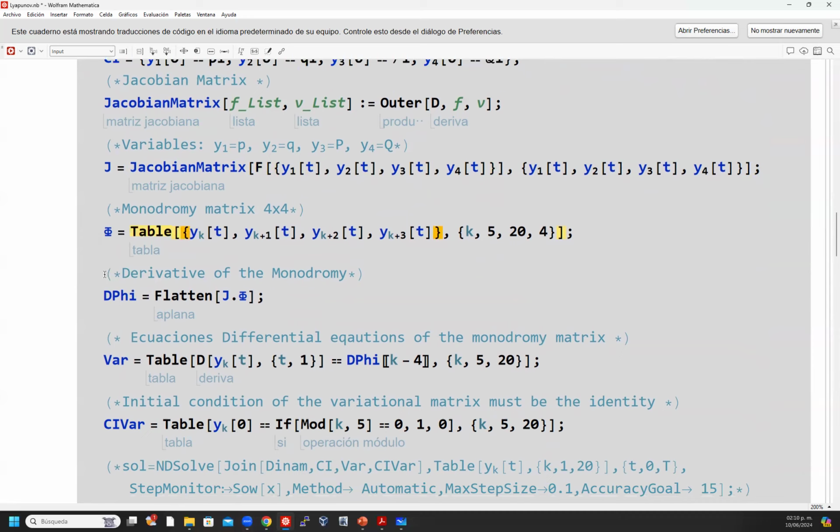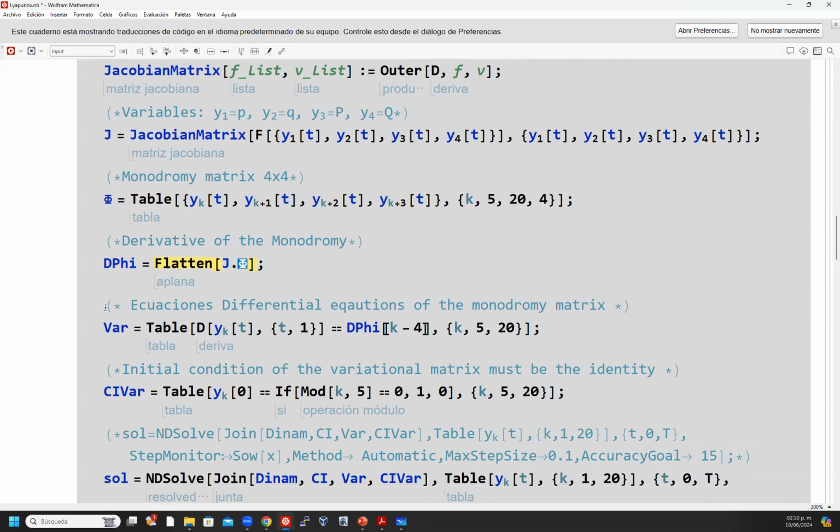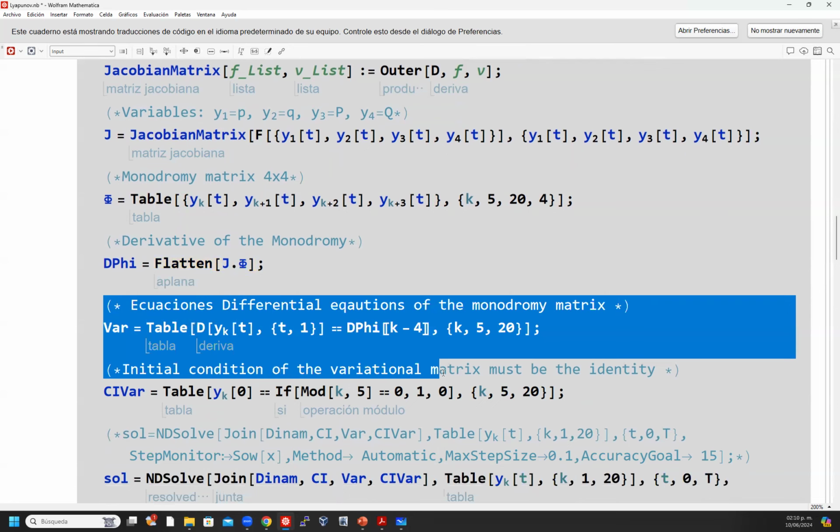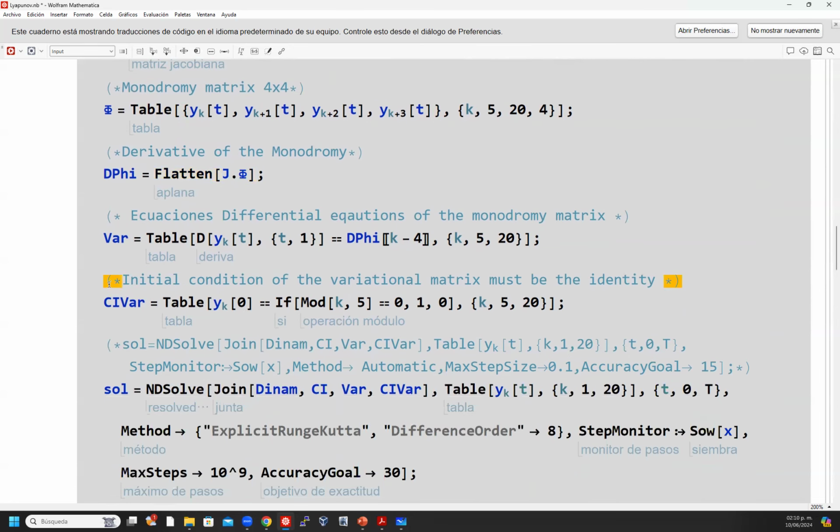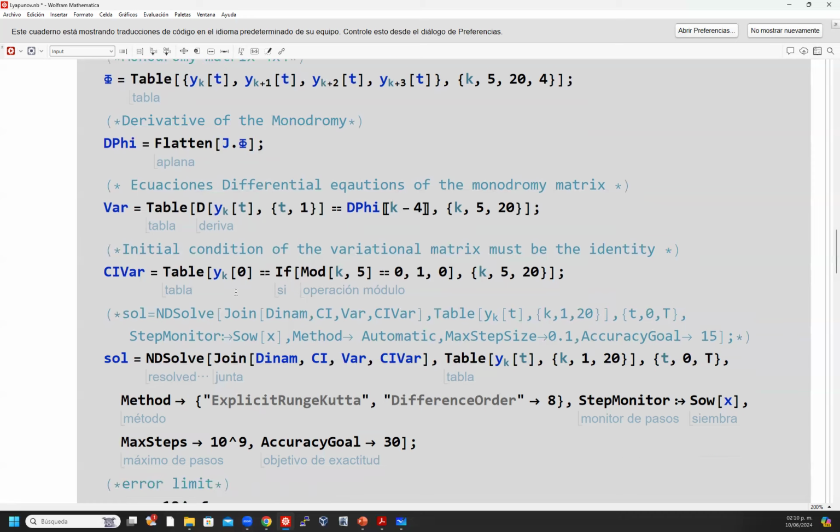And the dynamics of the monodromy matrix is the product of the Jacobian with the monodromy matrix. And the initial condition for this equation for the monodromy matrix is the identity matrix. Yes, I put the initial conditions in this way. This is one way to write it, the 0, 0, 1, 1. This is the identity basically.